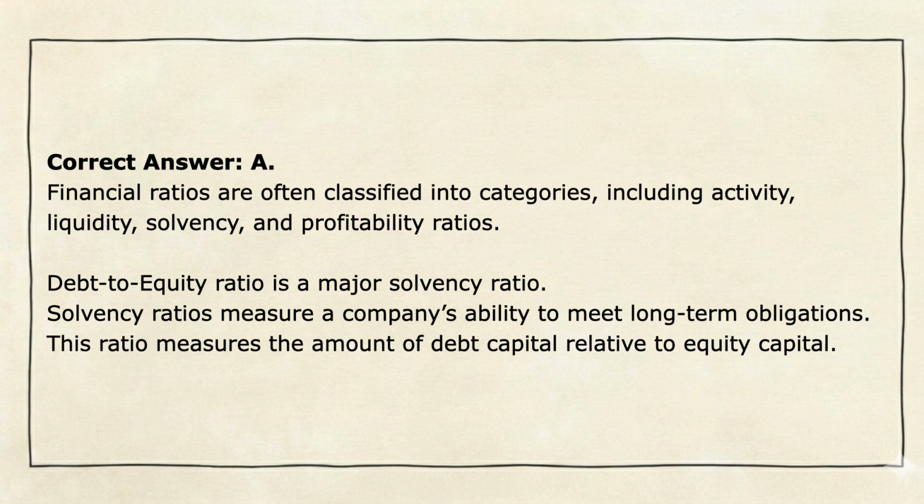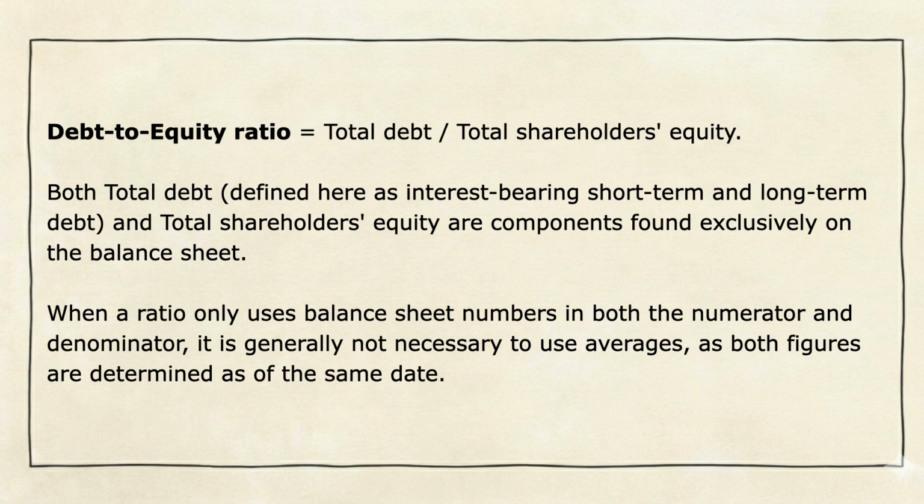Correct answer: A. Financial ratios are usually grouped into categories like activity, liquidity, solvency, and profitability. The debt to equity ratio is a key solvency ratio. Solvency ratios help us understand how well a company can handle its long-term commitments. This ratio compares the amount of debt a company has to the amount of equity it owns. The debt to equity ratio is simply the total debt divided by the total shareholders' equity.